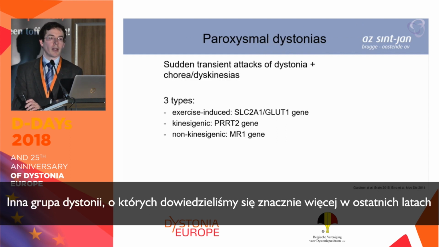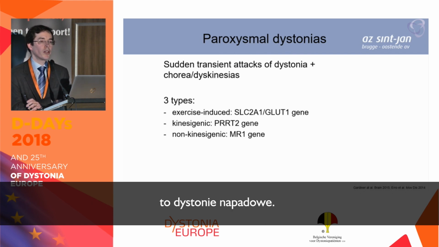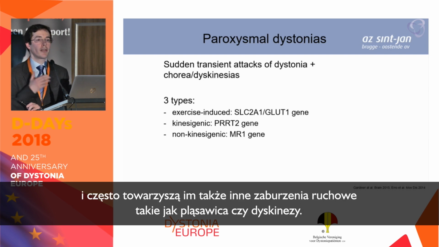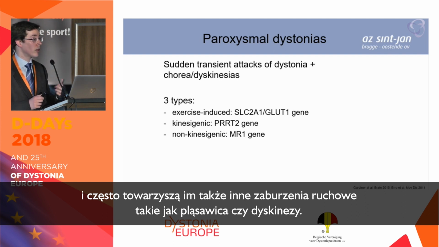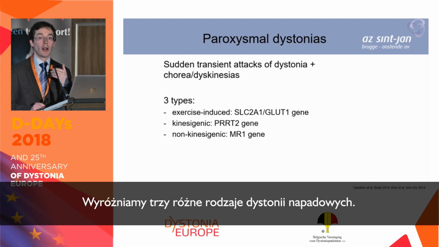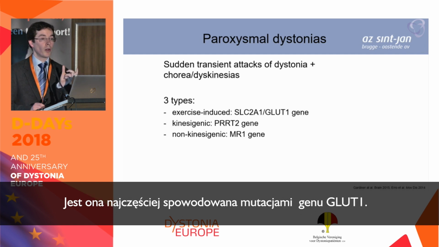Another group that in recent years we have gained more insights into are the paroxysmal dystonias. So these are dystonias that come on very suddenly as a kind of attack of dystonia, and very often there's also other movement disorders like some features of chorea or dyskinesias. And there are three different types of paroxysmal dystonias. There's the one that is exercise induced, so that develops after a prolonged exercise. And these are caused typically by mutations in the GLUT1 gene.